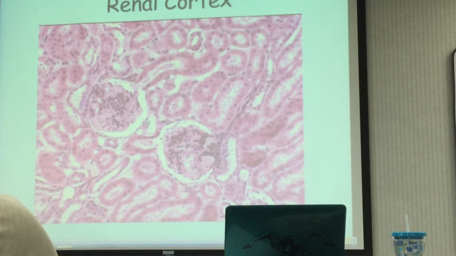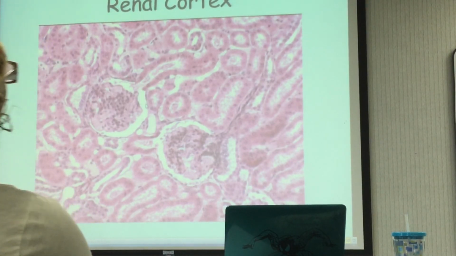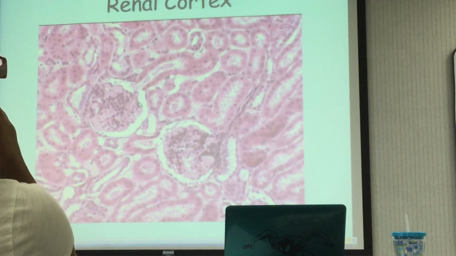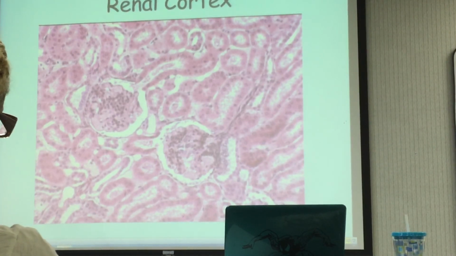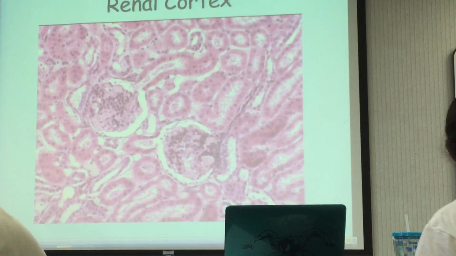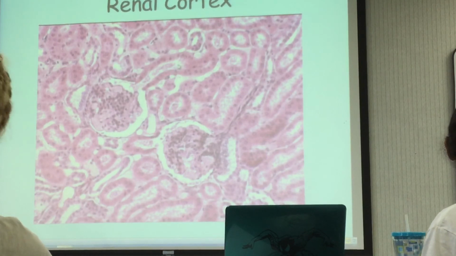What is this? This is Bowman's capsule. You could say this is the parietal layer of the Bowman's capsule. This is the parietal layer, and what is this layer? Visceral layer, okay? Make sure that you go and study your pedicles and podocytes. So what are the two of them called together? Renal corpuscle.